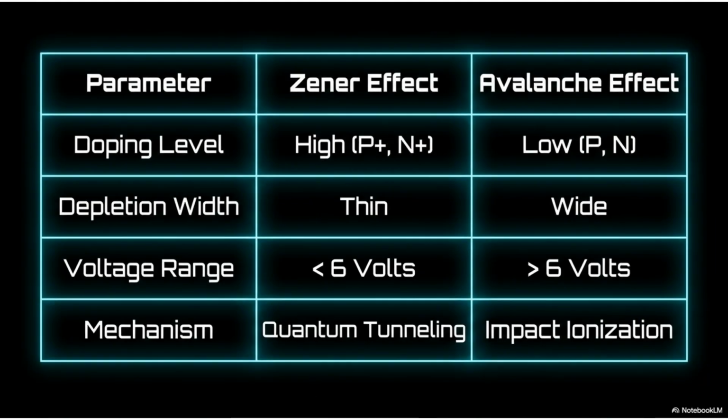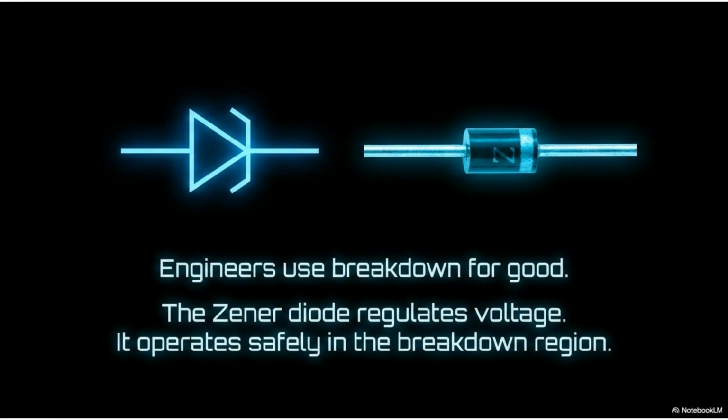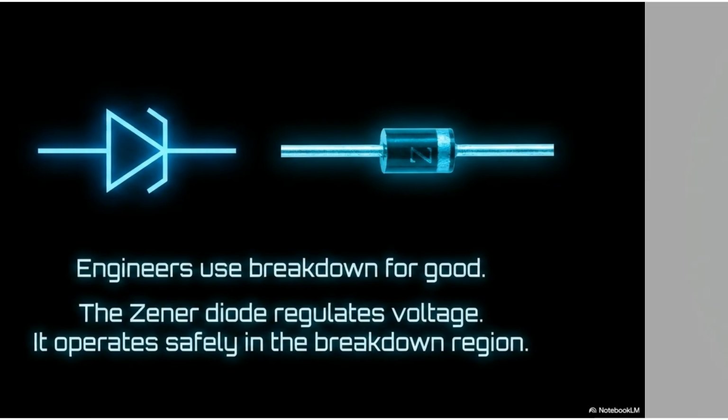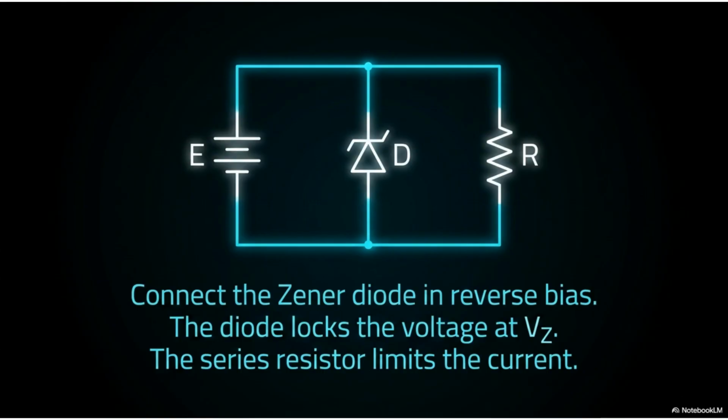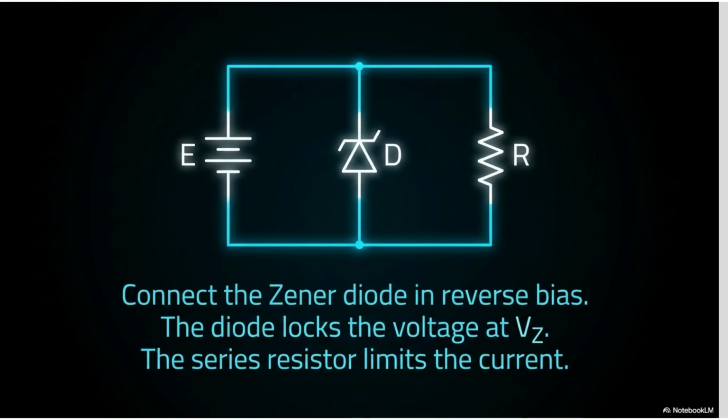Zener breakdown involves quantum tunneling in thin, highly doped layers, while avalanche breakdown is caused by impact ionization in wider, lightly doped ones. While breakdown can be harmful, engineers can also use it for practical purposes. The Zener diode is designed to operate safely within its breakdown region, making it an excellent tool for voltage regulation. To use a Zener diode as a regulator, it is connected in reverse bias. The diode effectively locks the voltage at its rated Zener voltage, while a series resistor helps limit the current.